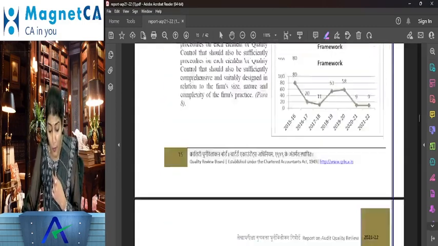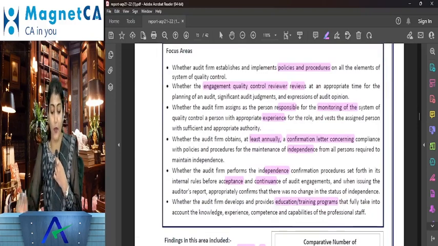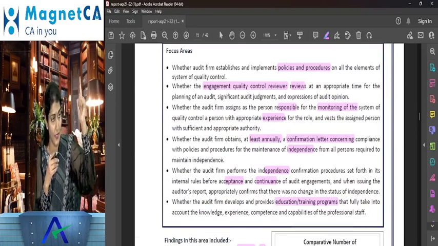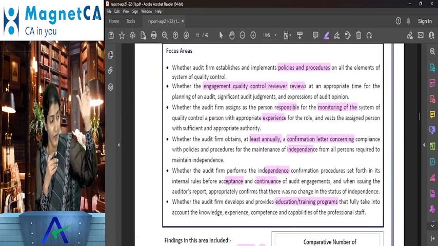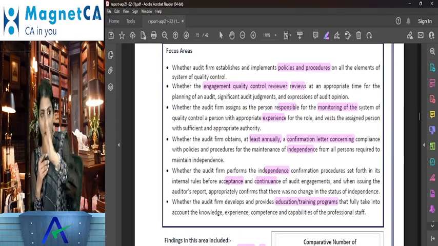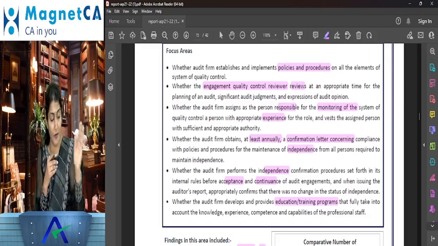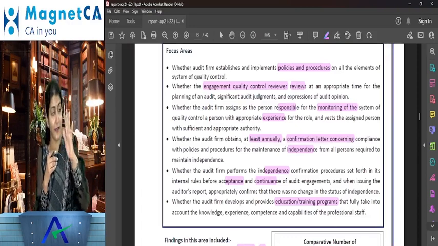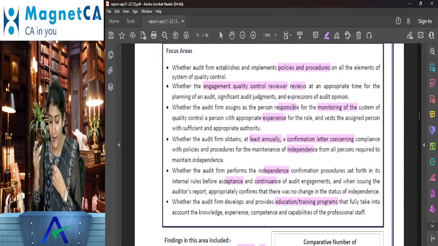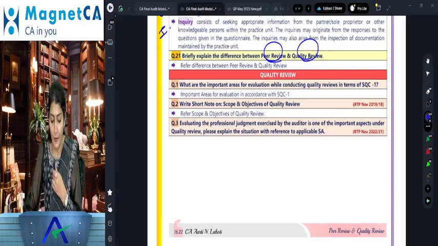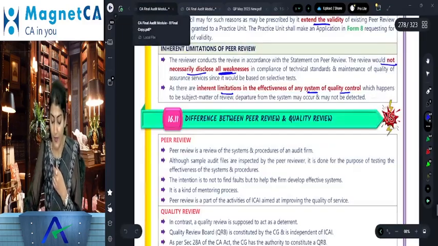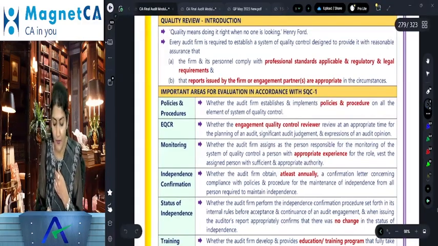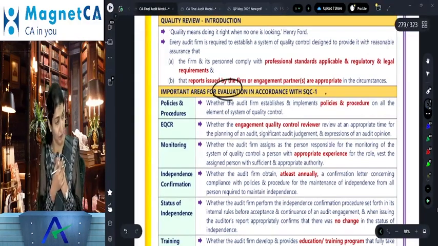So what are the focus areas that they are talking about in the context of SQC1? There should be policies and procedures. Then an EQCR fellow should be appointed. Then the responsibility for monitoring should be given to an experienced and able person. Then independence should be checked annually. Then when you are accepting a client, again you should check for independence, and you again need to check for the education and the training programs. Okay, so one question which is there in this chapter is: important areas for evaluation in accordance with SQC1.